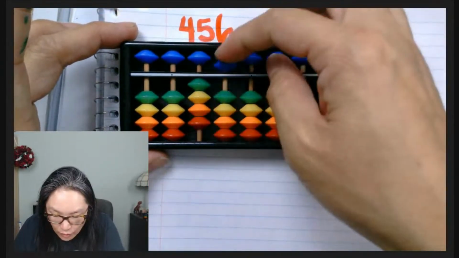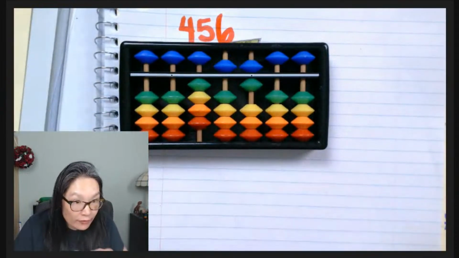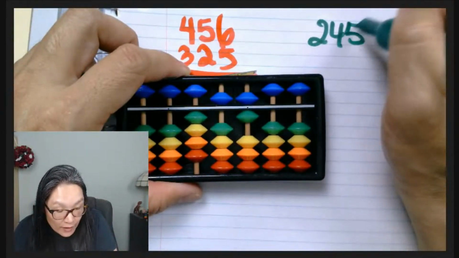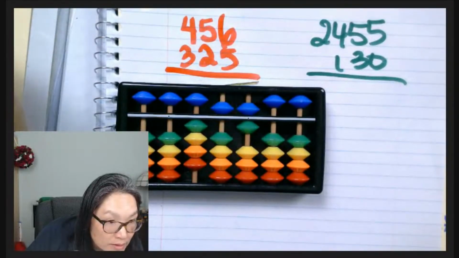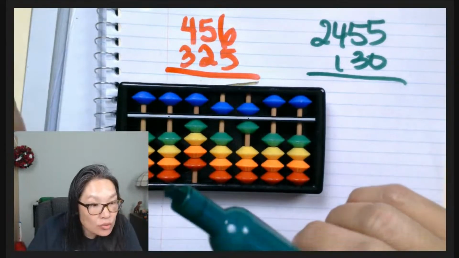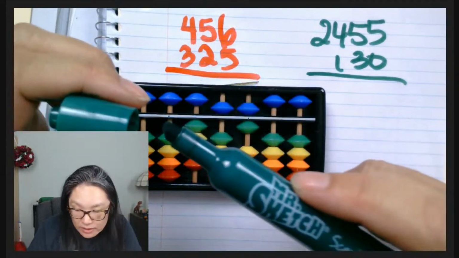And we do 4, 5, 6. Oh, I need to do this before I forget. We need to do 24, 5, 5, 1, 3, 0. So if the top bead is 5, the bottom beads are 1. Yes, exactly. How do you do 7 minus 3?